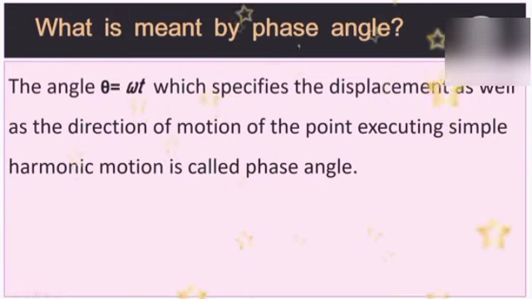What is meant by phase angle? The angle θ = ωt, which specifies the displacement as well as the direction of motion of the point executing simple harmonic motion, is called phase angle.